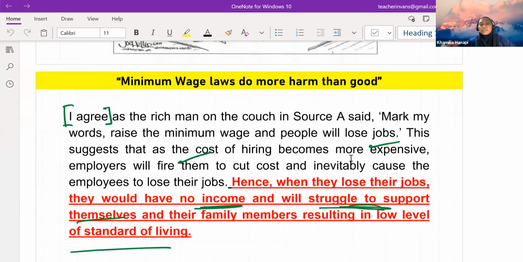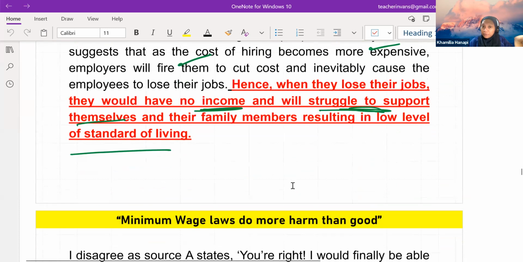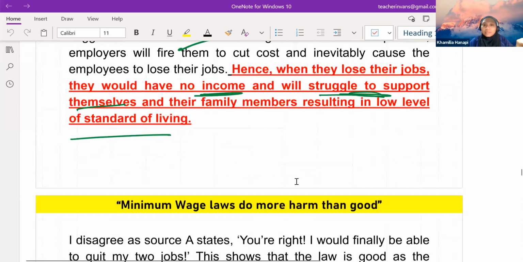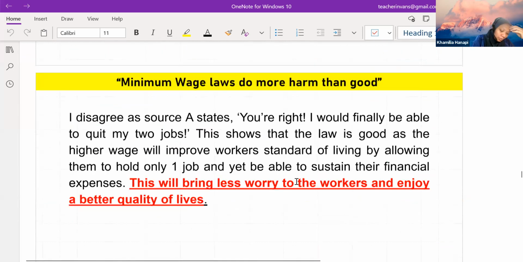The link is minimum wage laws do more harm because standard of living decreases as there are no more jobs. That is the idea. That is the link. Okay. However, you can flip and say that you disagree, because it does show that the law is actually quite decent. The law is actually quite good.